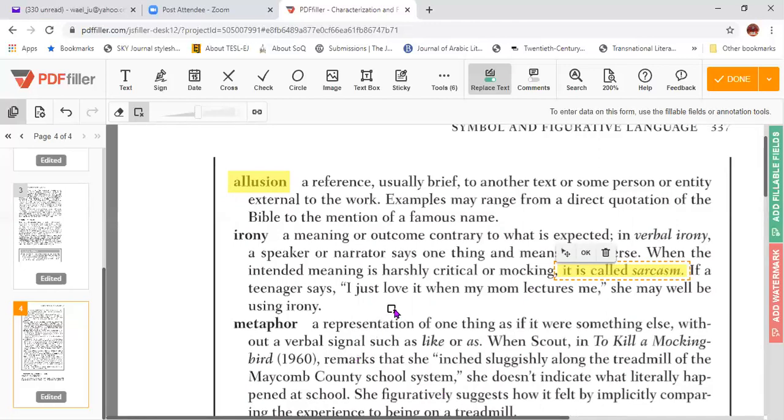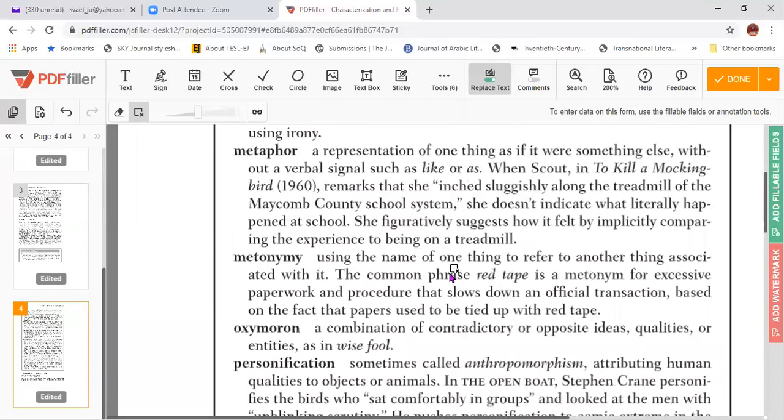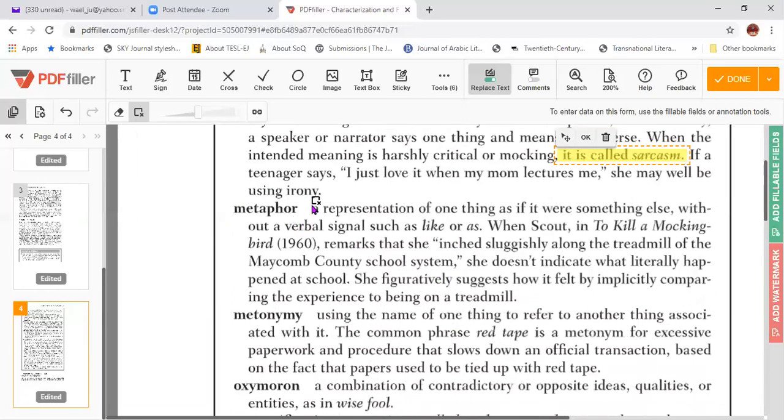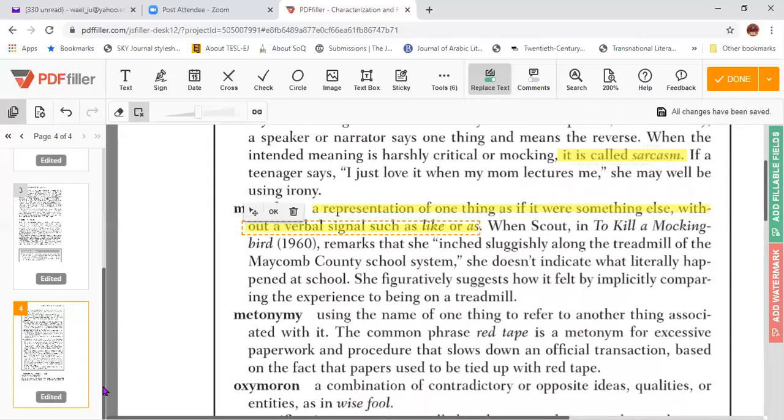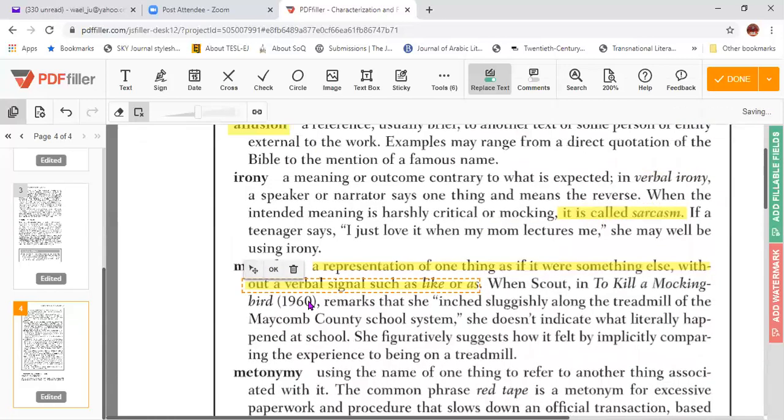If the teenager says, I just love it when my mom lectures me, she may well be using irony, okay? Because she simply is not happy with her mom telling her what to do and what not to do, right? Okay. And then we have metaphor. Metaphor is a representation of one thing as if it were something else without a verbal signal such as like or as, okay? Now, this is very important to know, what we mean by metaphor.